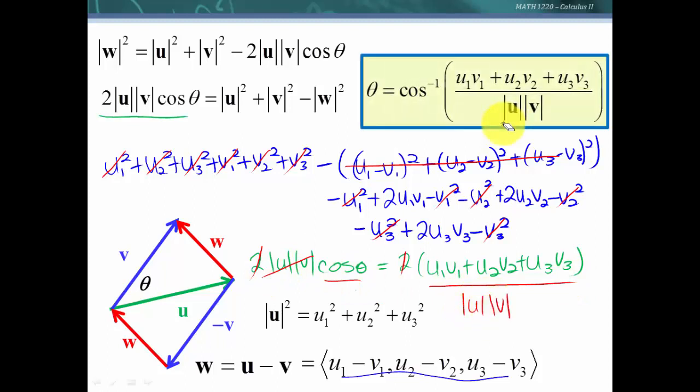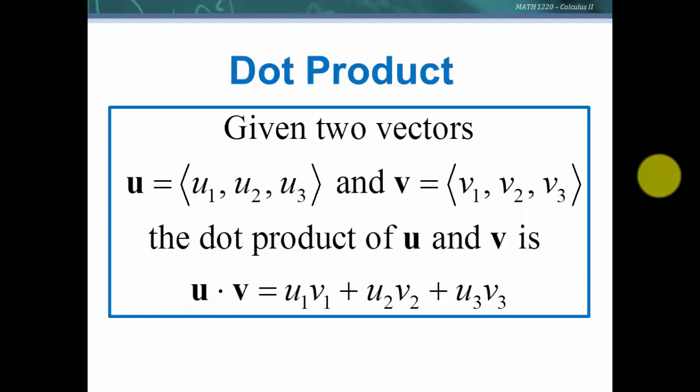So what we end up with is a formula then, because we could take the inverse cosine for finding the angle between the two vectors. It's inverse cosine of the sum of the products u1 v1, u2 v2, u3 v3, divided by this magnitude. Now we are going to give this a special name and a special notation when we multiply components and then add. This is called the dot product.